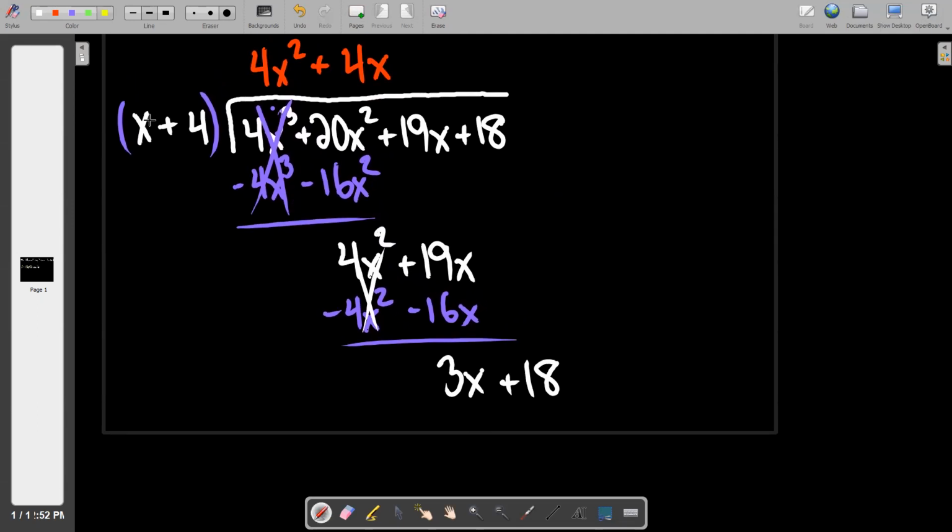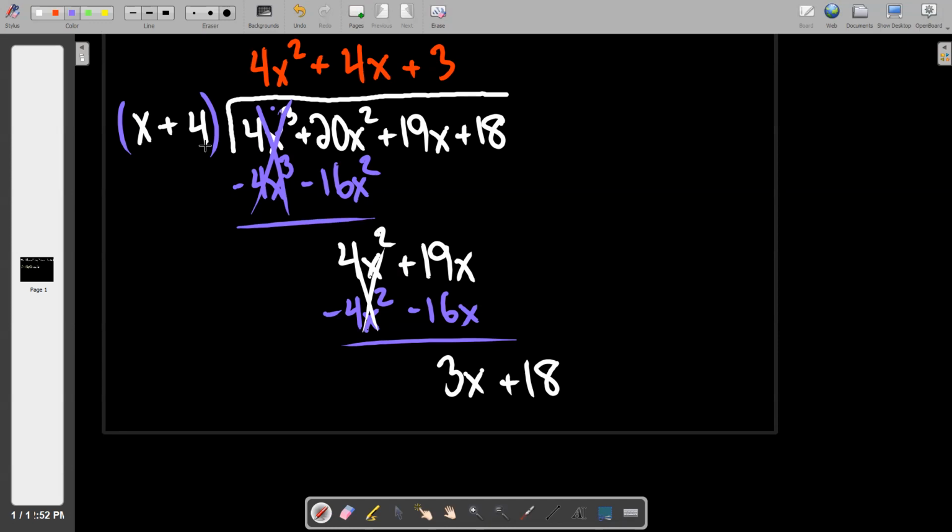So question again is, how do I make this yellow x become this yellow 3x? And the answer is I multiply by 3. So up now into the red area, the quotient area, I'm going to add a +3. And I'm going to distribute that red 3 through the purple parentheses, multiply, change my signs as I go.